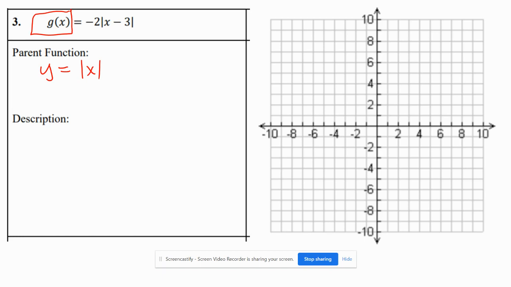Okay. Description. So we're going to want to look at a, because a is negative. The first transformation we're going to have is that the graph will reflect over the x-axis. Okay. Then we want to take the absolute value of a. So the absolute value of -2 makes it a +2, which is greater than 1. So we're going to have a vertical stretch by a factor of 2.